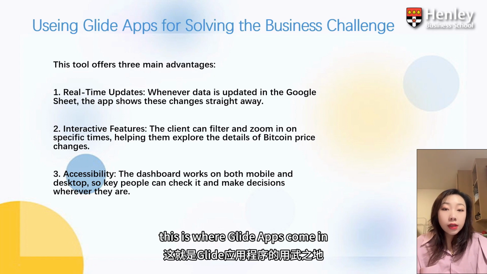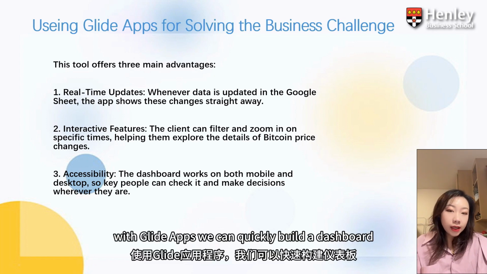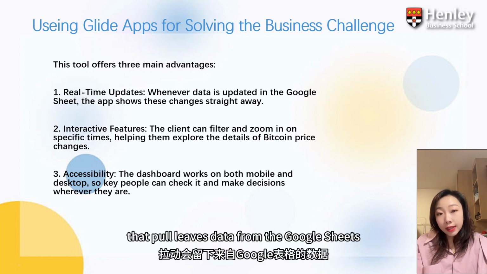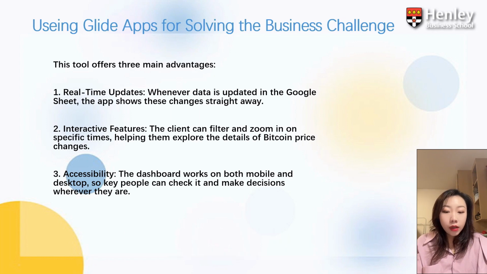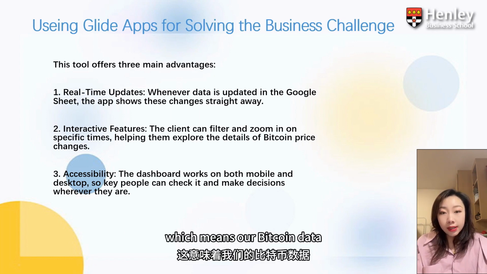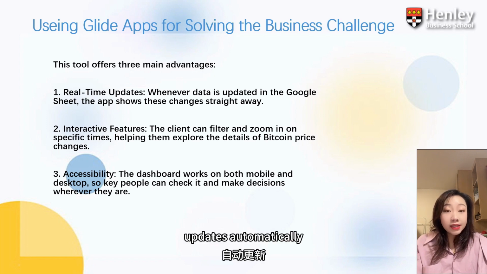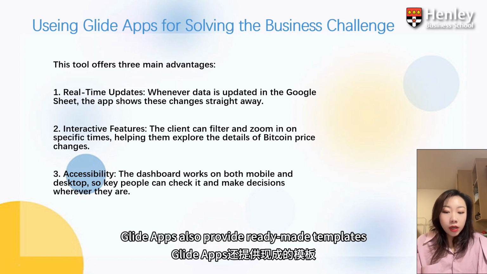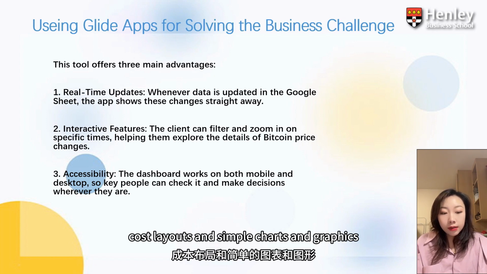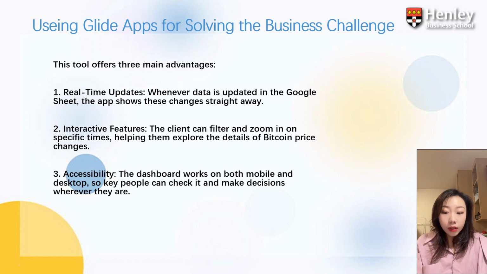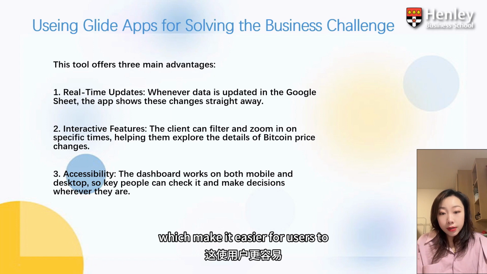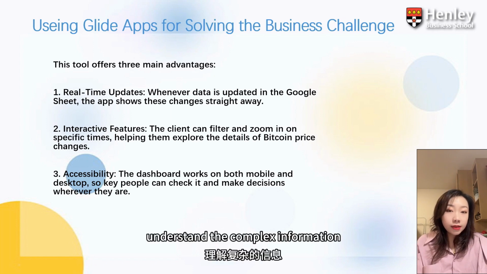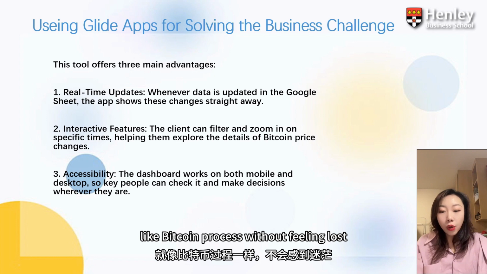This is where GlideApps comes in. With GlideApps, we can quickly build a dashboard that pulls data from Google Sheets, which means our Bitcoin data updates automatically. GlideApps also provides ready-made templates, custom layouts, and simple charts and graphics, which makes it easier for users to understand complex information like Bitcoin price without feeling lost.